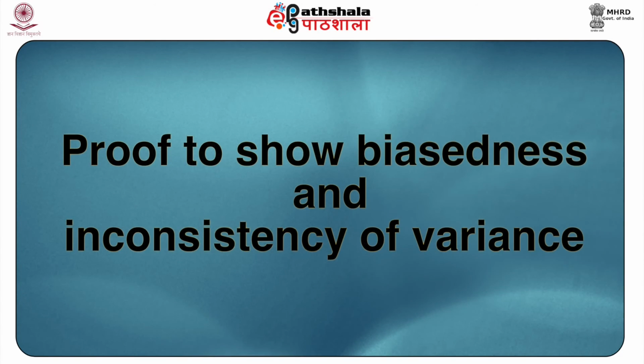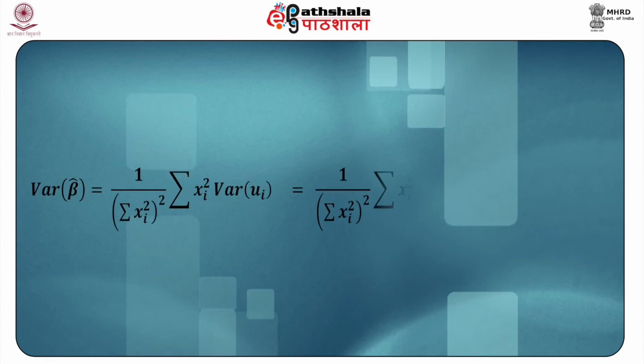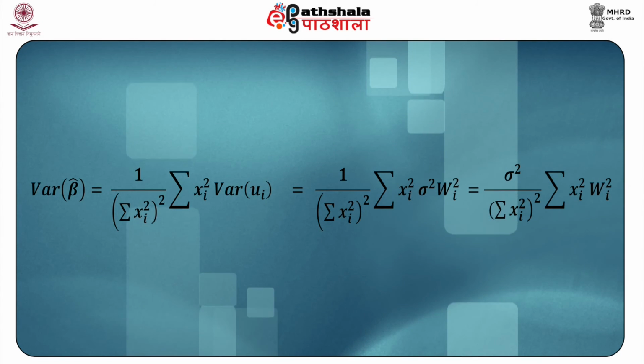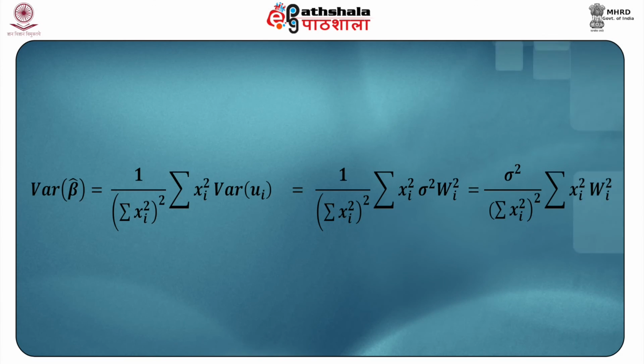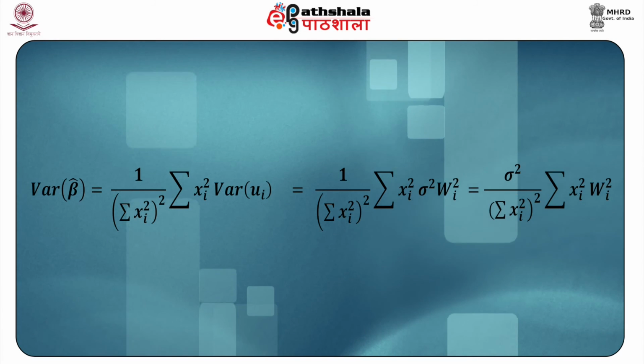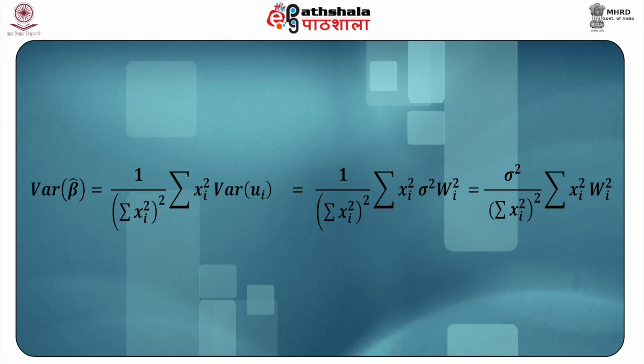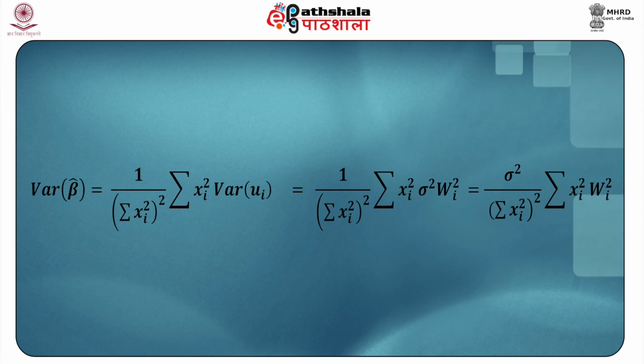Let us now discuss the proof to show biasedness and inconsistency of variance of beta hat. From equation 14, we can write the variance of beta hat as 1 upon (sigma xi square) whole square into sigma xi square into variance of mu i, which is equal to 1 upon (sigma xi square) whole square into sigma xi square sigma square wi square. Now this is equal to sigma square upon (sigma xi square) whole square into sigma xi square wi square. This formula takes heteroscedasticity explicitly into account.